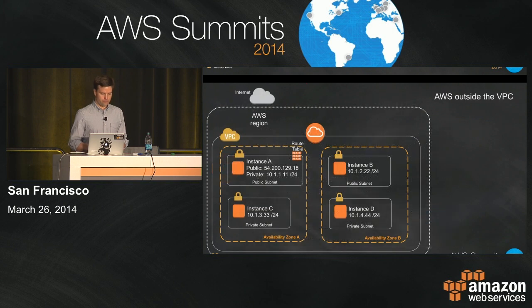So here we see we've added a public IP to the instance. We've got the route table in place. And we can finally get out.